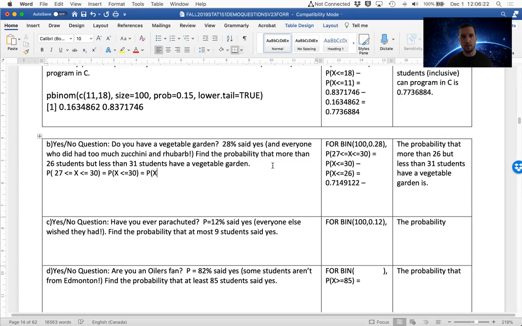And then we're going to subtract off P(X < 27), which is P(X ≤ 30) minus P(X ≤ 26).